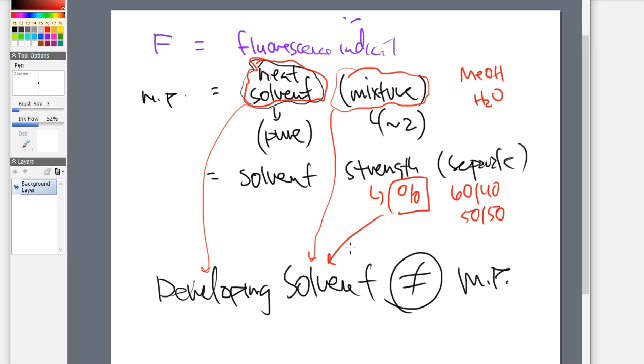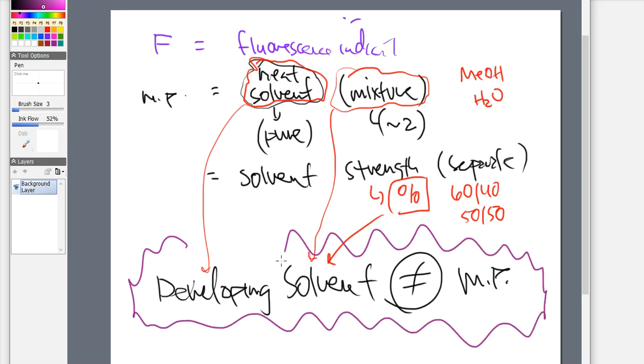They are not the same. So you know as well as I do, that is going to be a Canvas question. You're going to see us go in and write questions, and it will talk about the developing solvent is the same term as the mobile phase, true or false? And you're going to put false. It is not the same term.